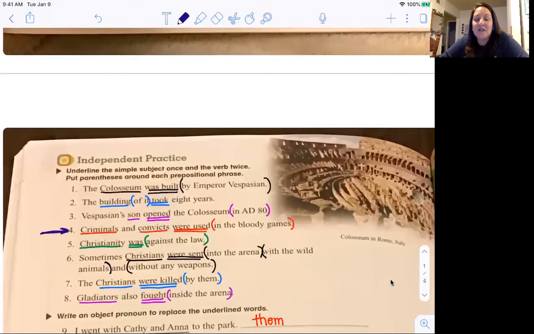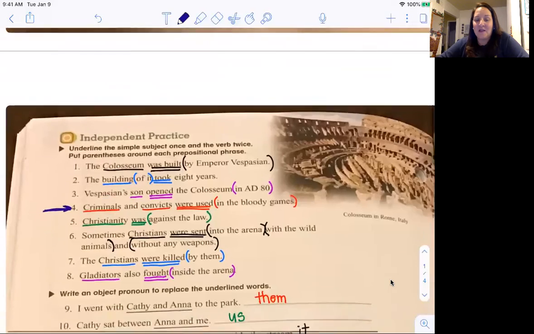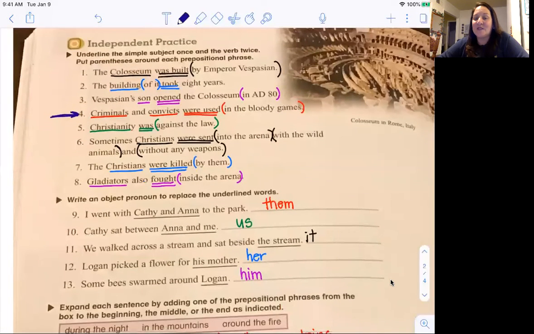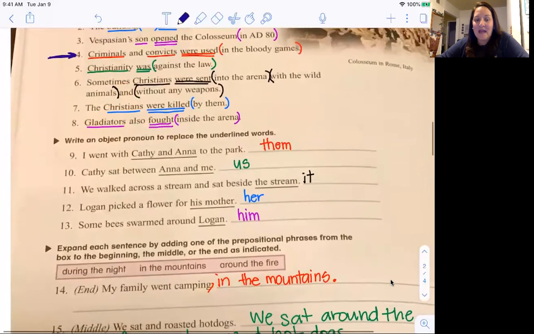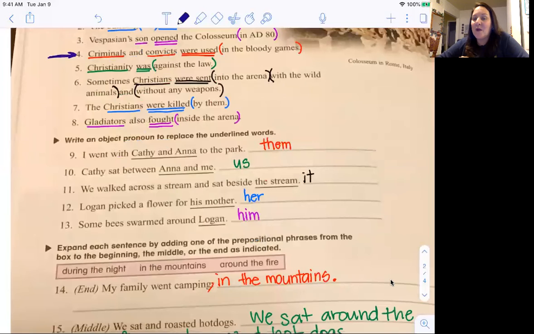Number 5, Christianity was, and your prepositional phrase is against the law. 6, Christians were sent, and you've got many prepositional phrases in this one, into the arena with the wild animals without any weapons. Number 7, Christians were killed, prepositional phrase by them. And 8, gladiators fought, prepositional phrase inside the arena.